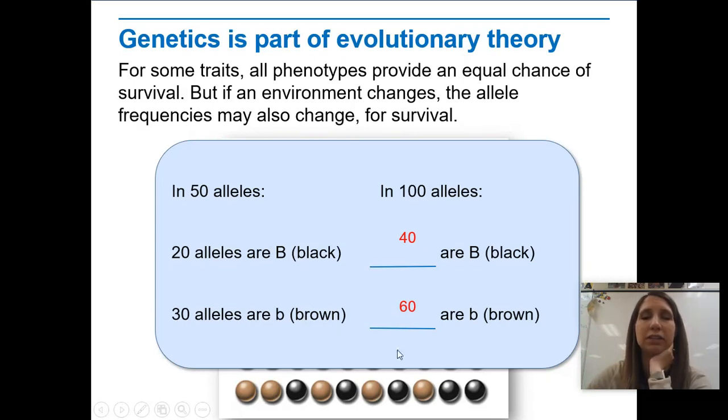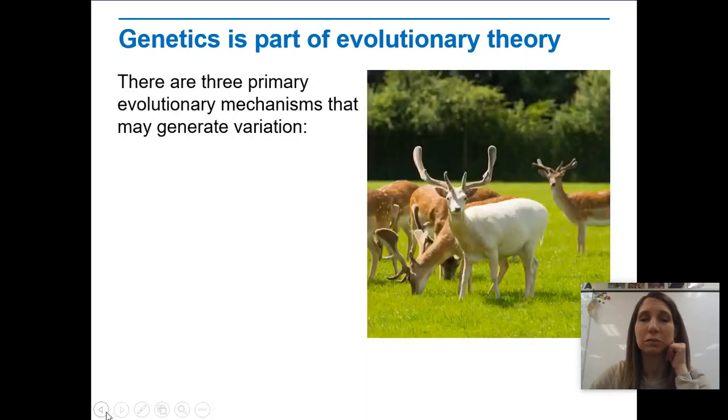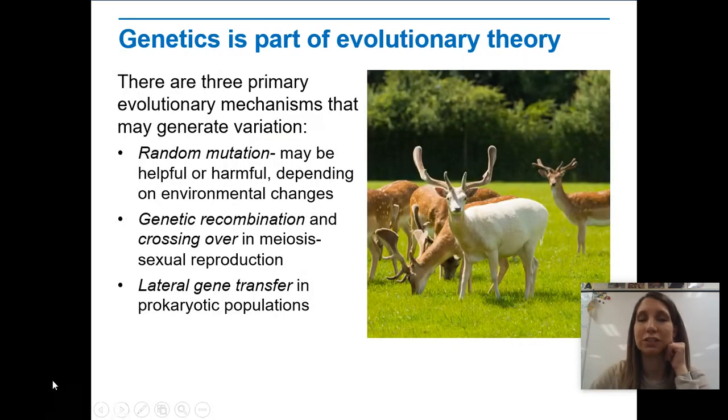In 100 alleles, we can extrapolate that and say, if this is true for 50, well, if I double those numbers, I end up with 40 of 100 that have the black trait and 60% that have the brown trait. So based on where this population stands right now, it seems that the brown is a little bit more beneficial, but it's not super significant. They're still pretty similar in terms of their numbers. But again, all of that can change as environments change.